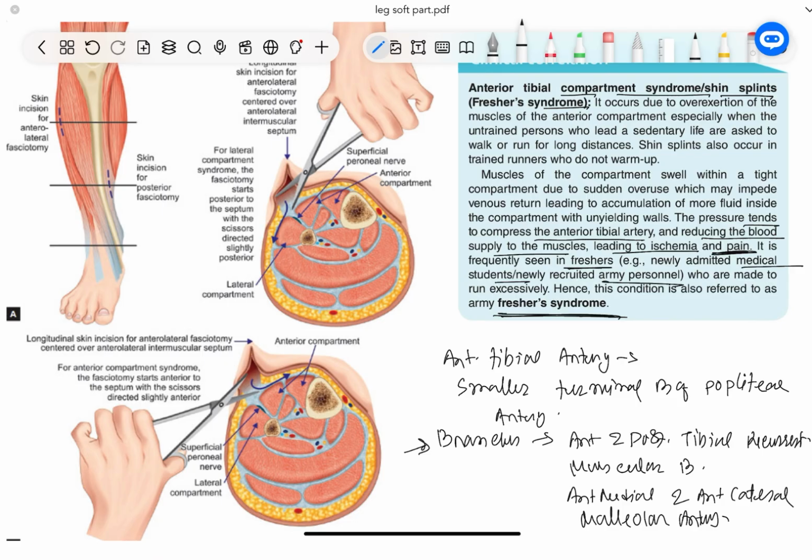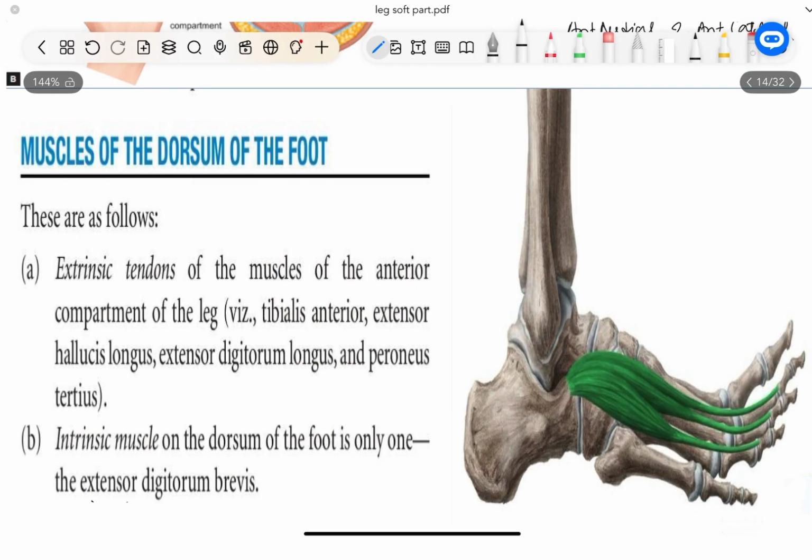Even in this compartment we have a nerve also, and the name of that is the deep peroneal nerve. The deep peroneal nerve is the main nerve of the anterior compartment of the leg. It arises from the common peroneal nerve. That is all about the anterior compartment of the leg. Now, as we have discussed the anterior compartment of the leg, let us continue with the dorsum of the foot.